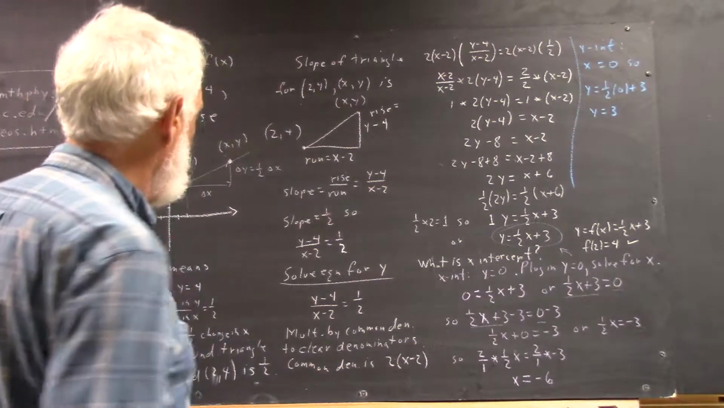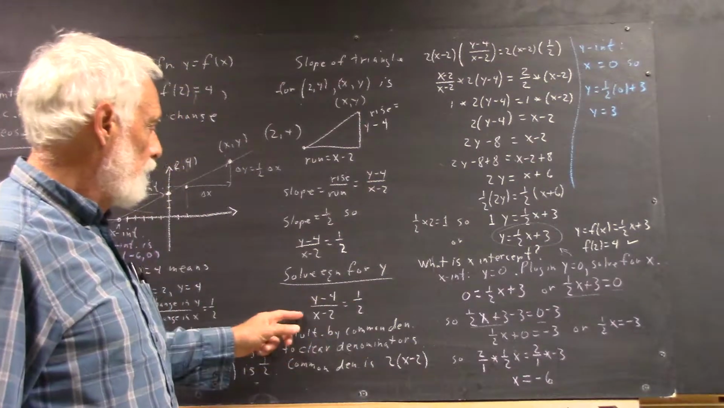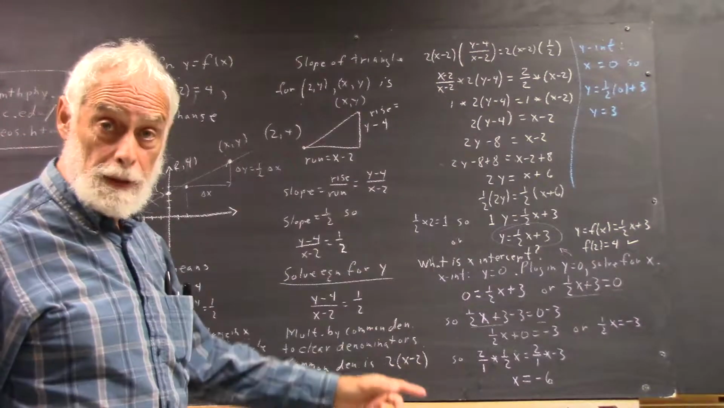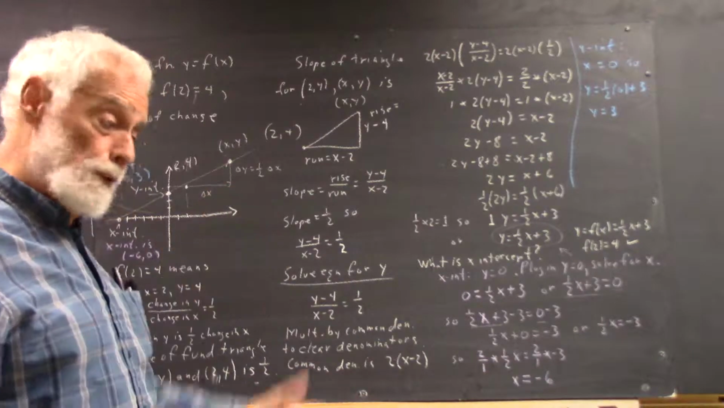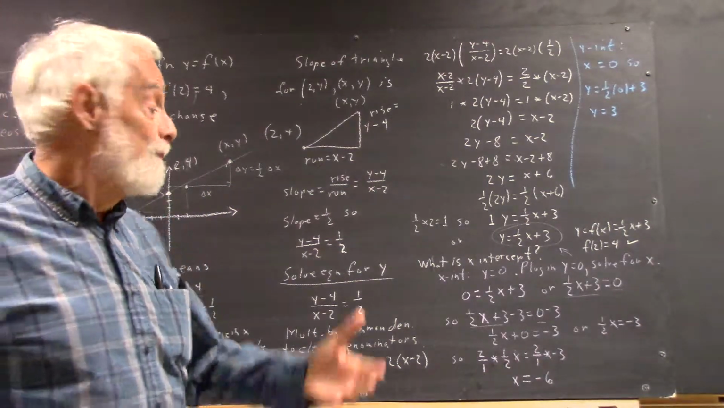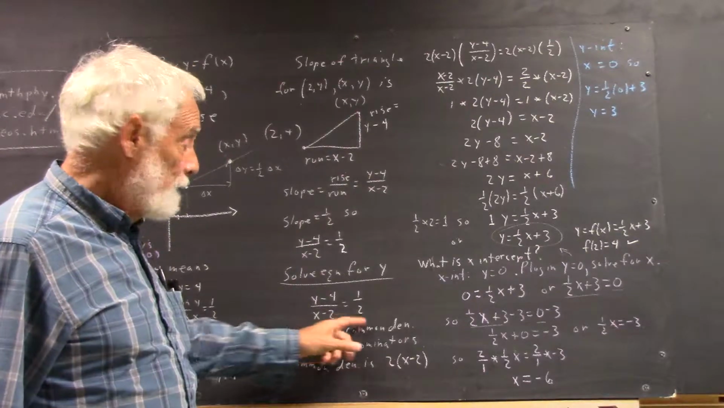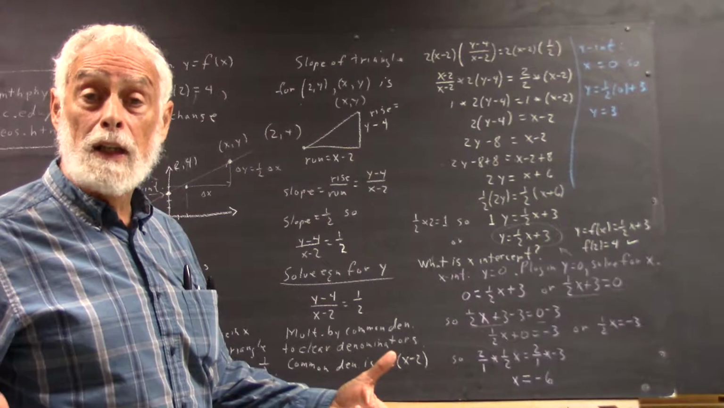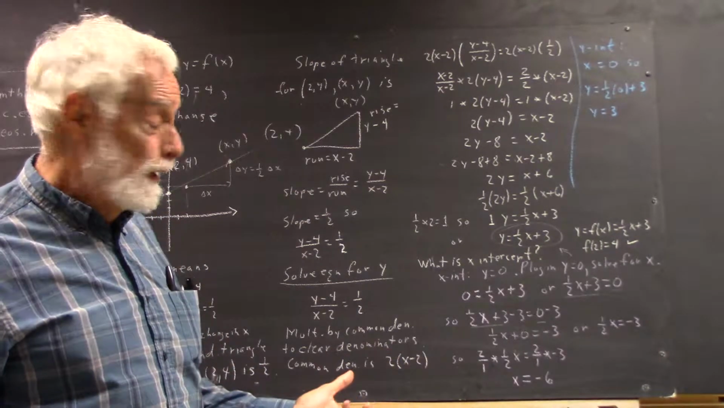Okay, we have the equation (y − 4)/(x − 2) = 1/2, and we want to solve this equation for y. Now, one thing that people don't seem to lock in their algebra courses is that if you have denominators in an equation, you can multiply both sides by a common denominator and get rid of those denominators.